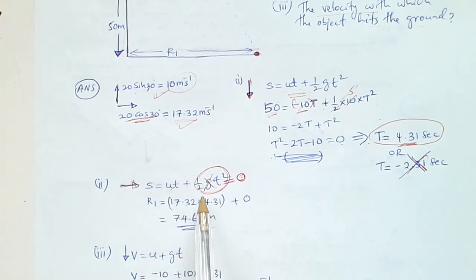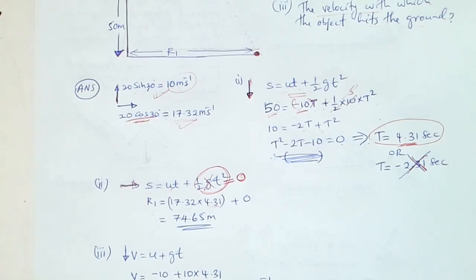So this part would be simply 0. I have to substitute only this velocity, which doesn't change, into the total time. If you multiply, you will get the horizontal range as 74.65 meters.